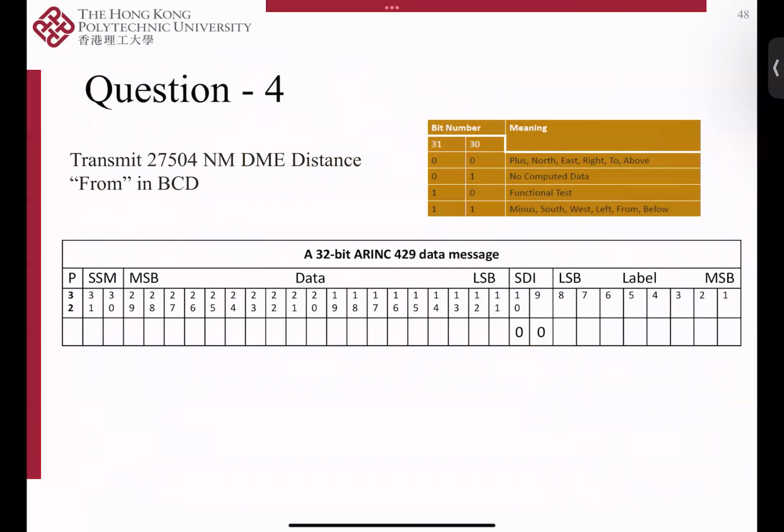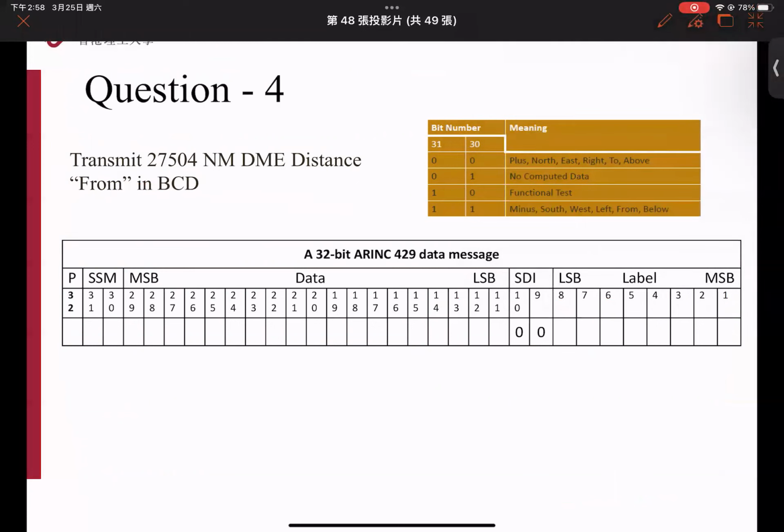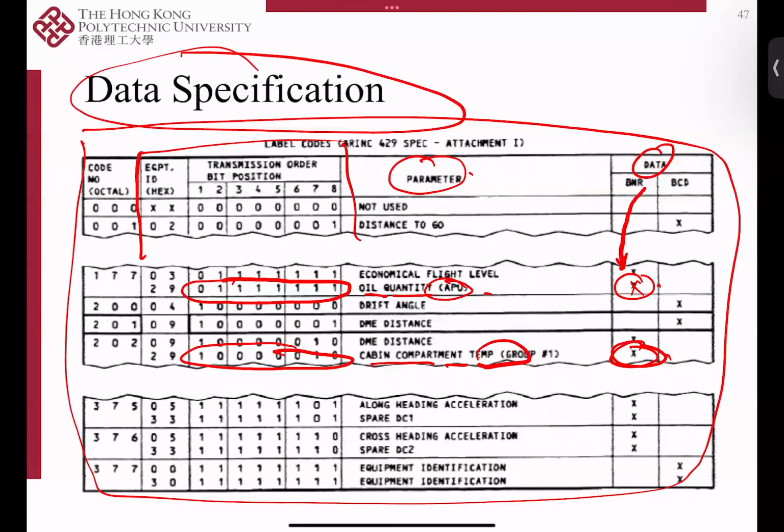And we can go directly into another example question. Let me do a tricky way: we're going to represent this kind of information, and then write the corresponding ARINC code. So if we are going to transmit some information related to 27,504 nautical miles in DME distance, formed in BCD, how can we do this? Firstly, we need to transmit DME distance, right? So we look back into the table.